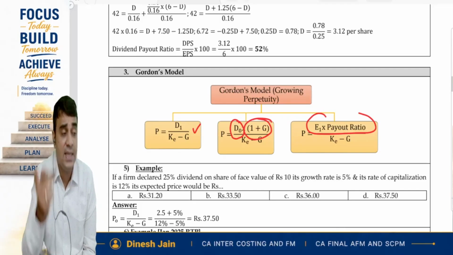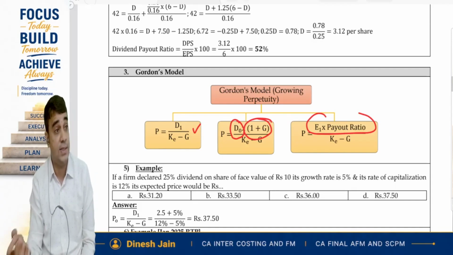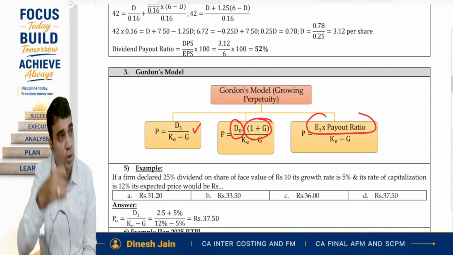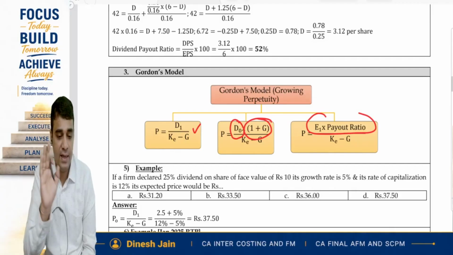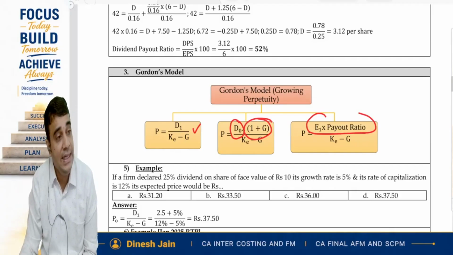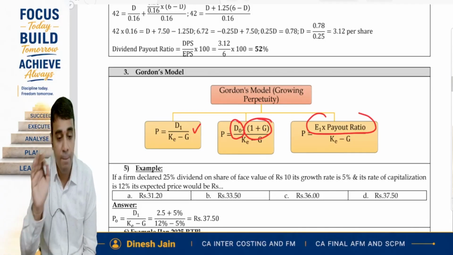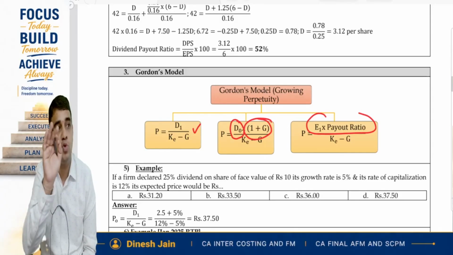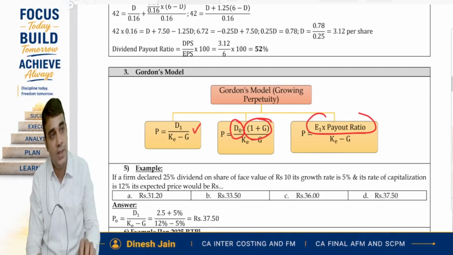D1 can be calculated as D0 into 1 plus G, or E1 into payout ratio, or in the next case E0 into 1 plus G into payout ratio. E0 into 1 plus G will become what? E1 into payout ratio. Different ways of getting to D1. Clear? Any doubts in this? P naught, today's price, is equal to D1 by K minus G, D0 into 1 plus G by K minus G, E1 into payout ratio divided by K minus G. Any doubts on this?